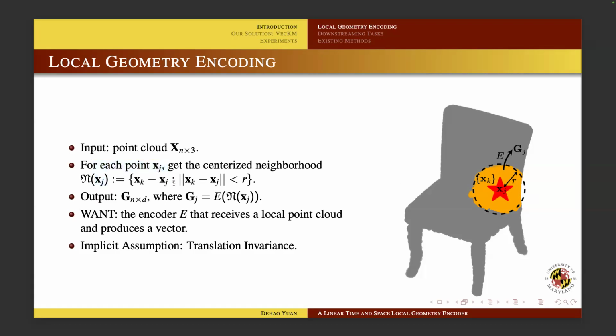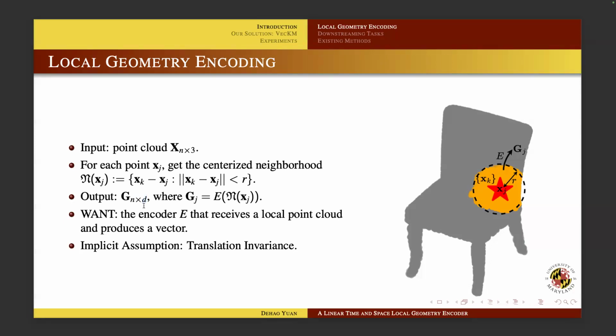You do it for all the points. After you do this, we want to have a local geometry encoding, which is a matrix G with shape M by D. Here D is a fixed dimension. As you may notice, different points are likely to have different numbers of neighbors. Maybe some of them have 1,000, some of them 2,000, but regardless of the number of points, the dimension D would always be the same. So that's the problem definition.